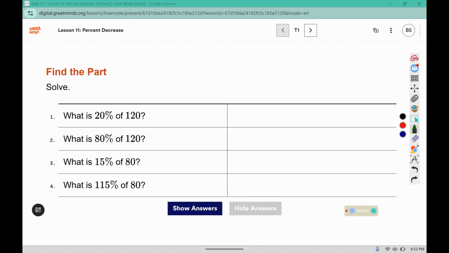Solve. What is 115% of 80? Percents are always out of 100. We cross multiply, so 80 times 115, and then divide by 100 is 92. You can follow the same type of template to solve problems 1 through 3.